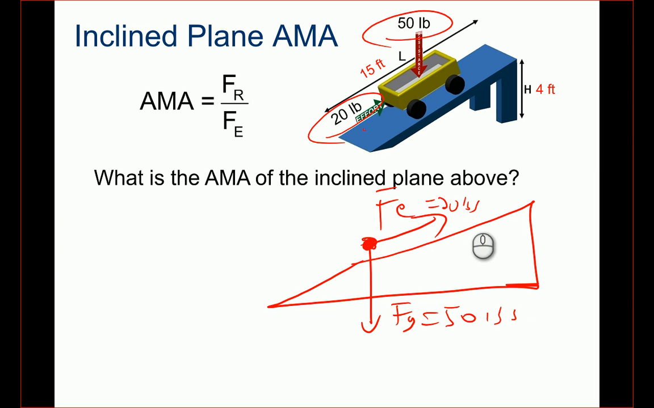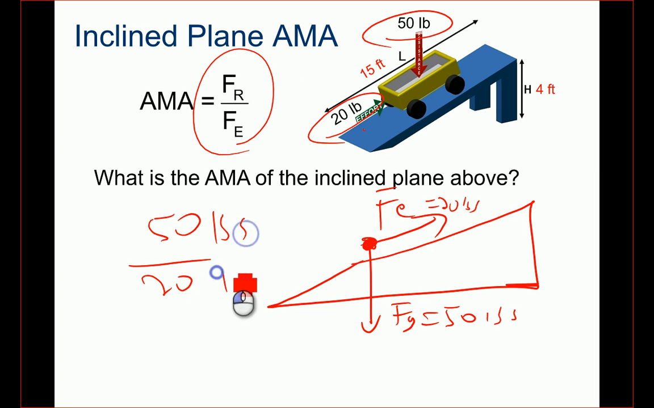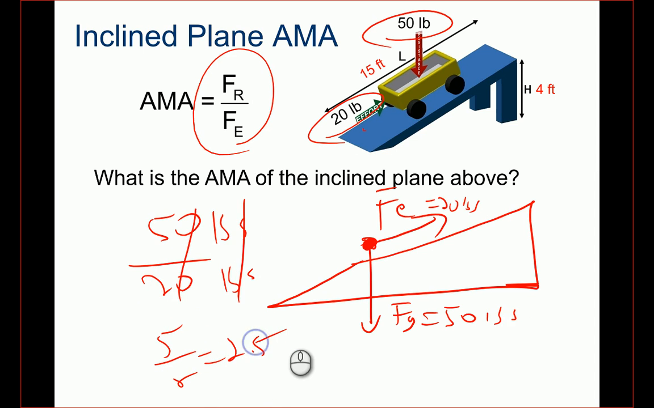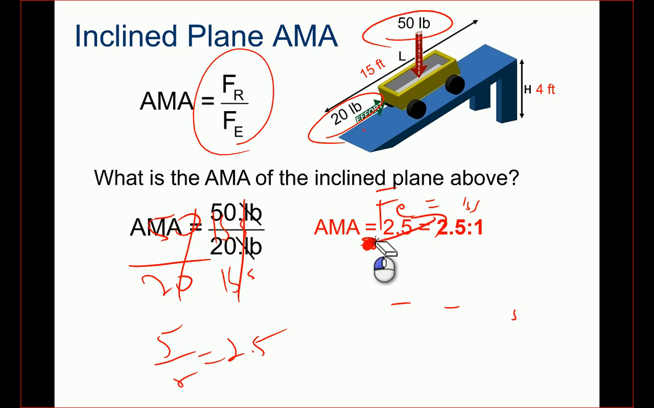So I simply just follow this. Resistance is 50 divided by the effort, which is 20. Those cancel, so I'm left with 5 over 2 or 2.5. I'm sure it's going to do it for us. 2.5.